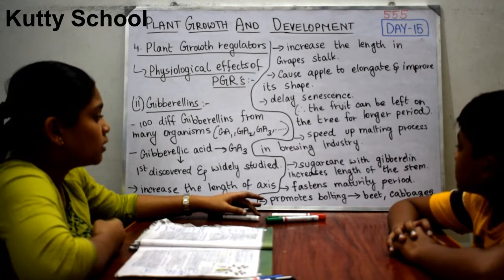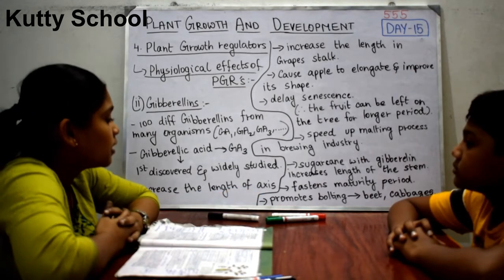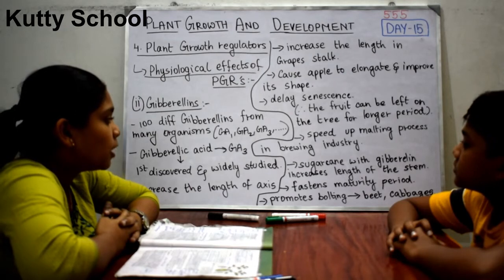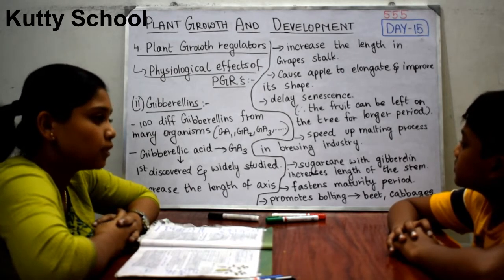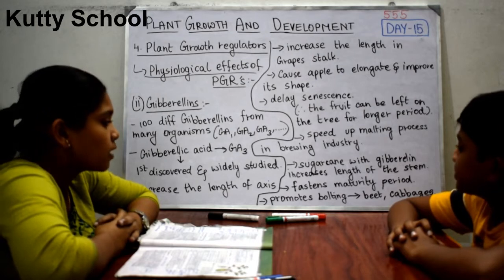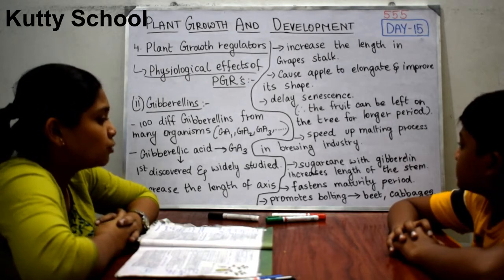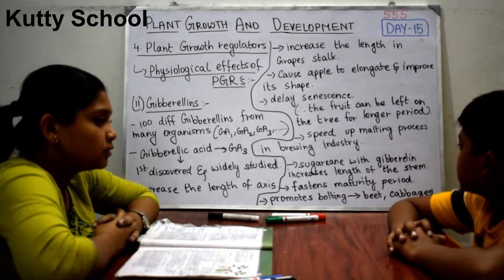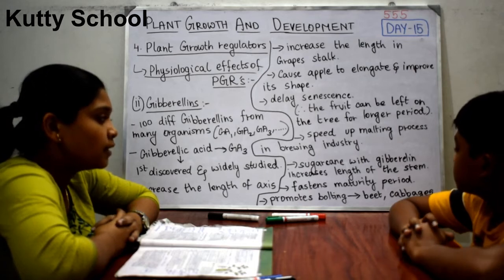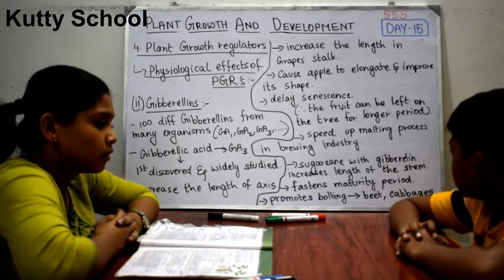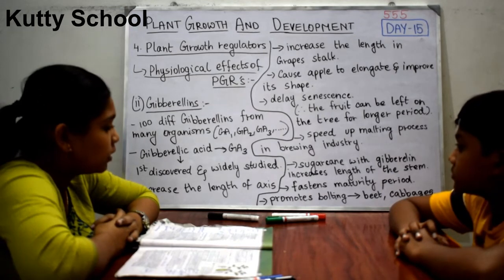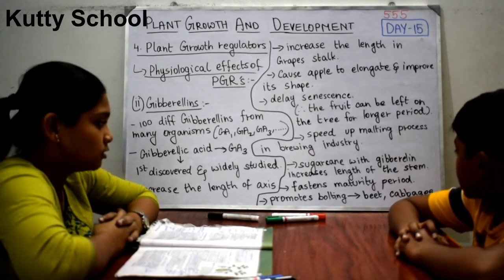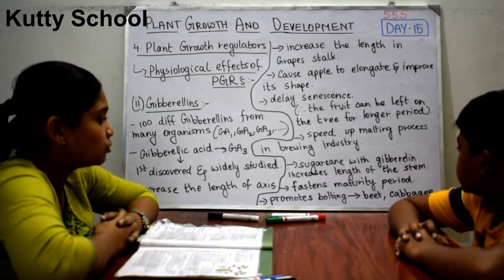Gibberellins also speed up the malting process in the brewing industry. And when sugarcane is treated with gibberellin, the length of the stem increases. The sugarcane increases in height, and therefore 20 tons per acre is gained due to the application of gibberellins in sugarcane fields.